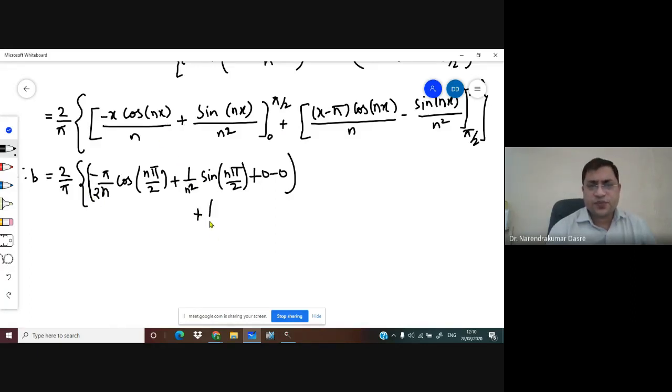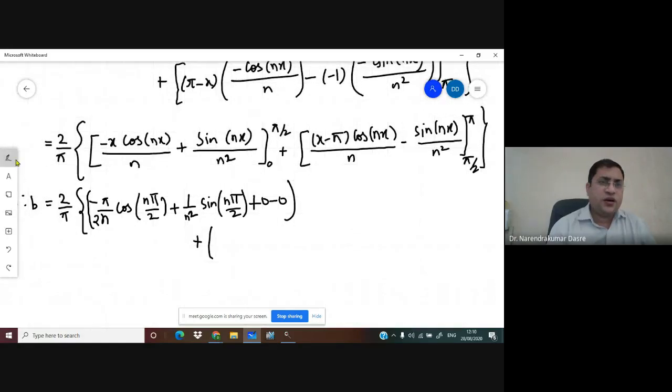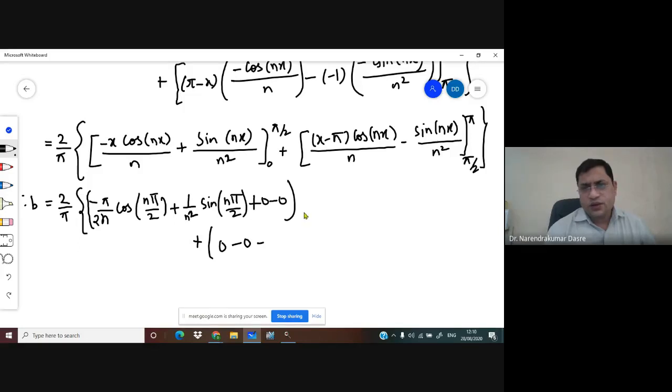Now plus for the second integral. So what we have for the second integral, see, we have the limit pi. Okay. So if I put pi, then x minus pi, so pi minus pi is going to be 0. Sine is 0. So this is going to be 0. Now lower limit. So I'll be having minus. Okay. So here x minus pi. So pi by 2 minus pi. I'll be having this is minus pi by 2 and n.